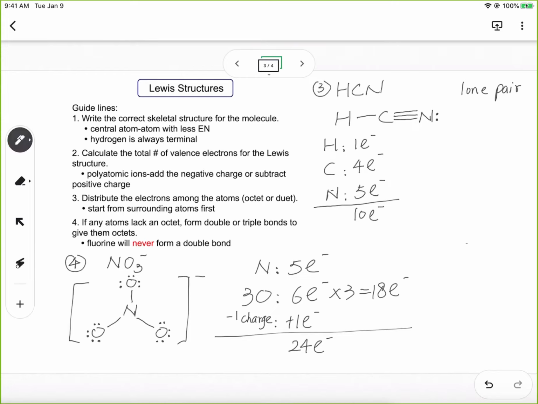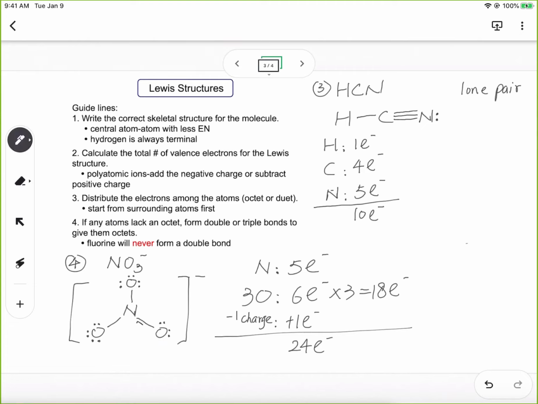Therefore, one of the oxygens will share a lone pair to form a double bond. It doesn't matter which oxygen shares a lone pair. Later on, when we discuss resonance structures, you will see that you actually have 3 resonance structures for this NO3, but they are equal to each other. So that's why I said it doesn't matter which oxygen you want to share.